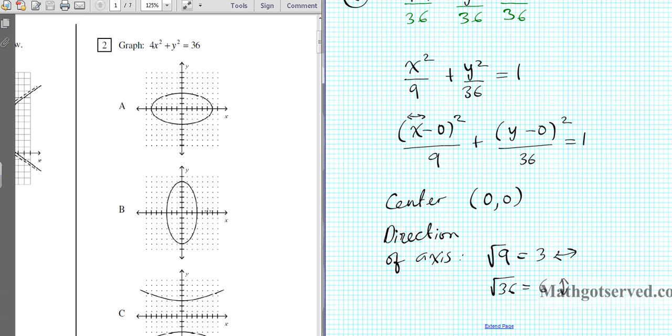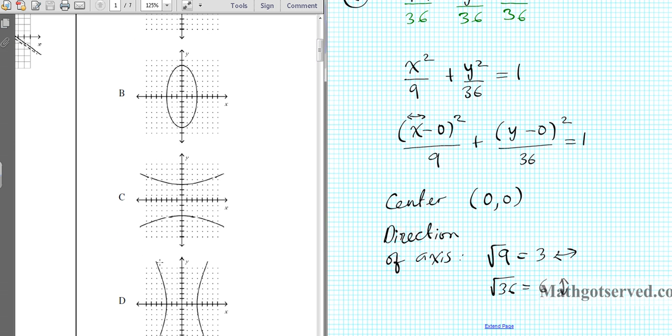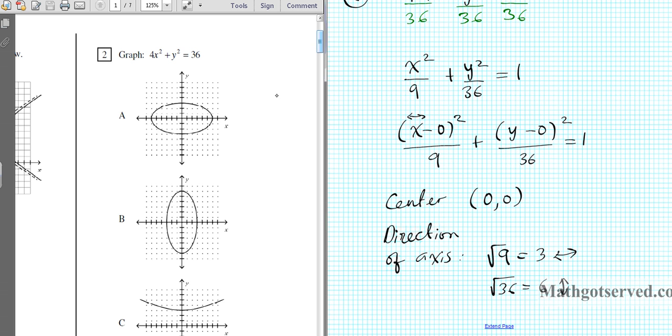So which graph has a center around 0, 0? Let's take a look at our options right here. We can clearly see that options C and D are not the answers because these are hyperbolas. This is an ellipse because you have two squares, different denominators, and a plus. That automatically qualifies this as an ellipse. So C and D are eliminated. We're looking at option A or B. If you notice, these two options have the center at the origin. But let's look at the direction of the axis. We're supposed to go side to side 3 units.